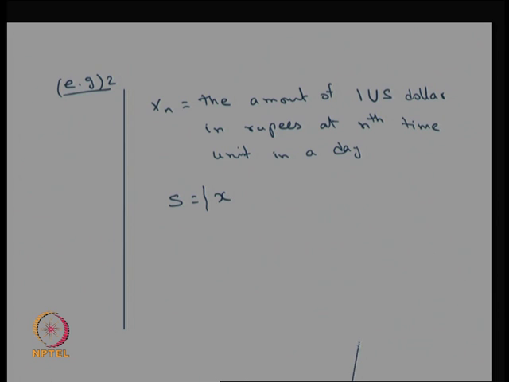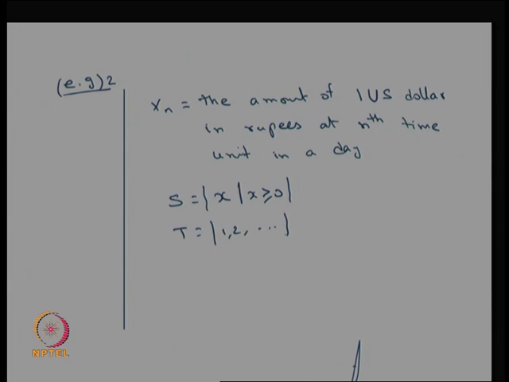Therefore, you do not want to take it as an integer number, it can be a real number. Therefore, the possible values of x are greater than or equal to 0, and the capital T is going to be the time unit, either every minute, or once in 5 minutes, or once in 10 minutes, or every 1 hour and so on. Therefore, this is going to form a countably finite or countably infinite set, and this stochastic process will form a discrete time and continuous state stochastic process.